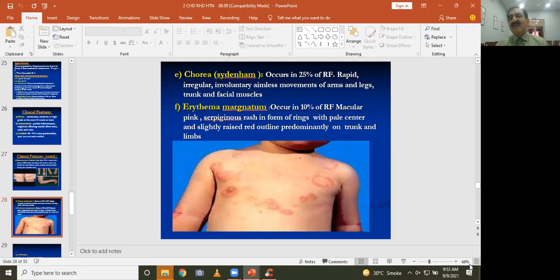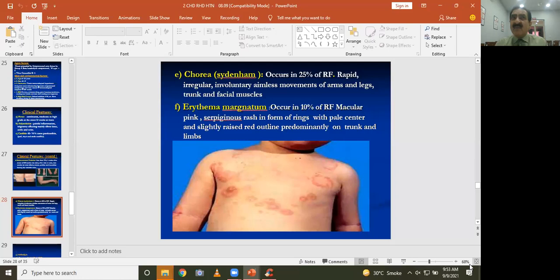Chorea occurs when the basal ganglia of the brain are involved. The basal ganglia control body movement, so abnormal body movement appears. What is chorea? There is Huntington chorea, which occurs in old age, and this is Sydenham chorea.